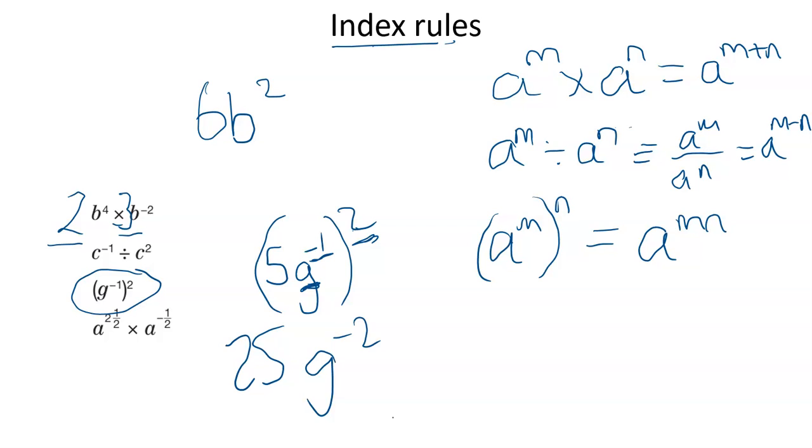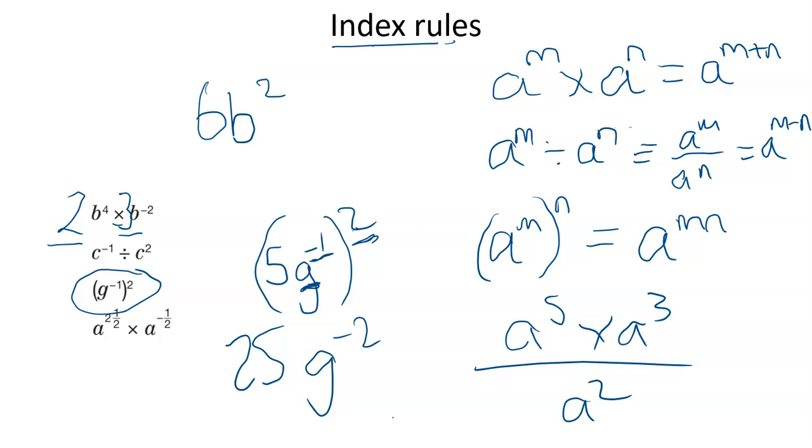Now I could go through hundreds of different examples. You can have ones where it's like a to the 5 times a to the 3 divided by a squared. Obviously you're going to add these together because it's times, and then take away the power of 2. So 5 plus 3 is 8, take 2, it's going to be a to the 6. So there are lots of different combinations they can do to try and confuse you. But as I say, it doesn't matter if you've got negative powers or fractions, it doesn't matter what they are. If it's timesing, you add them together.